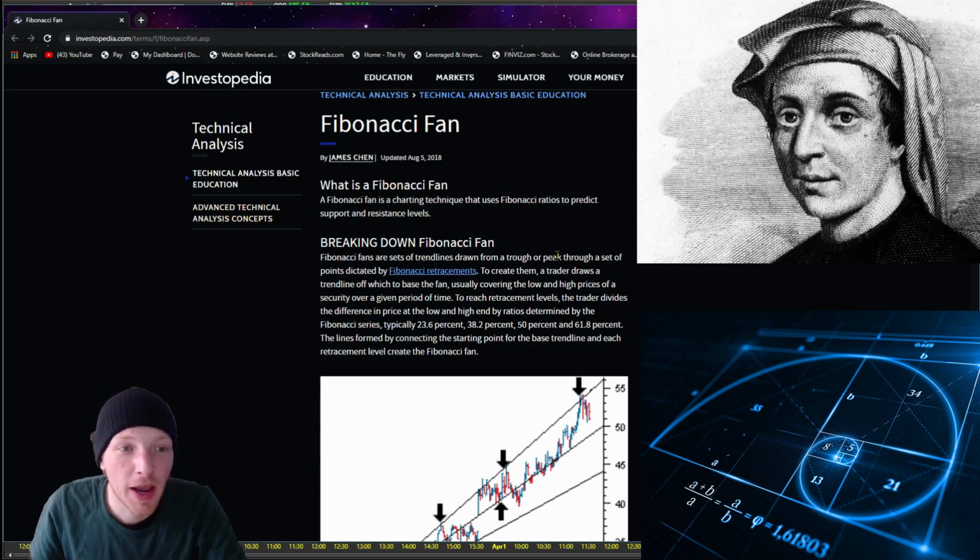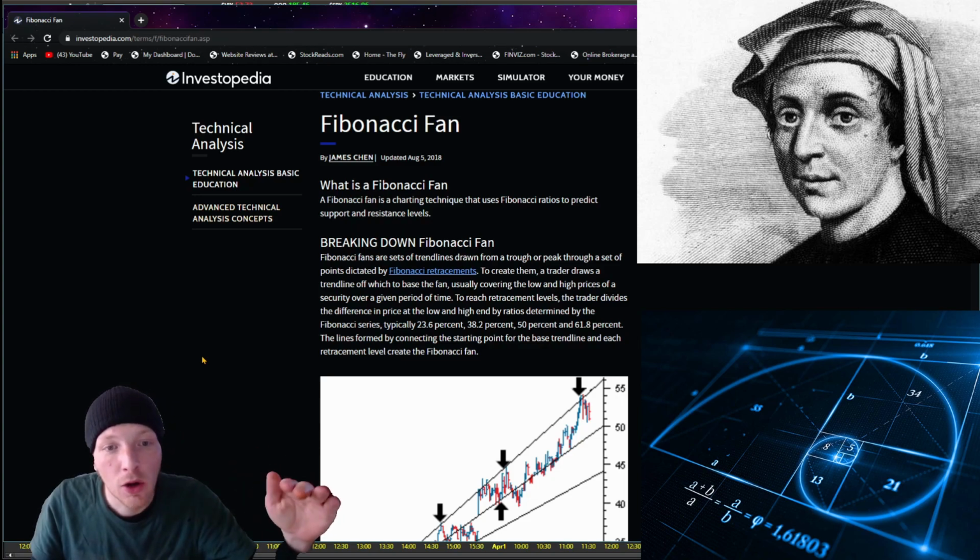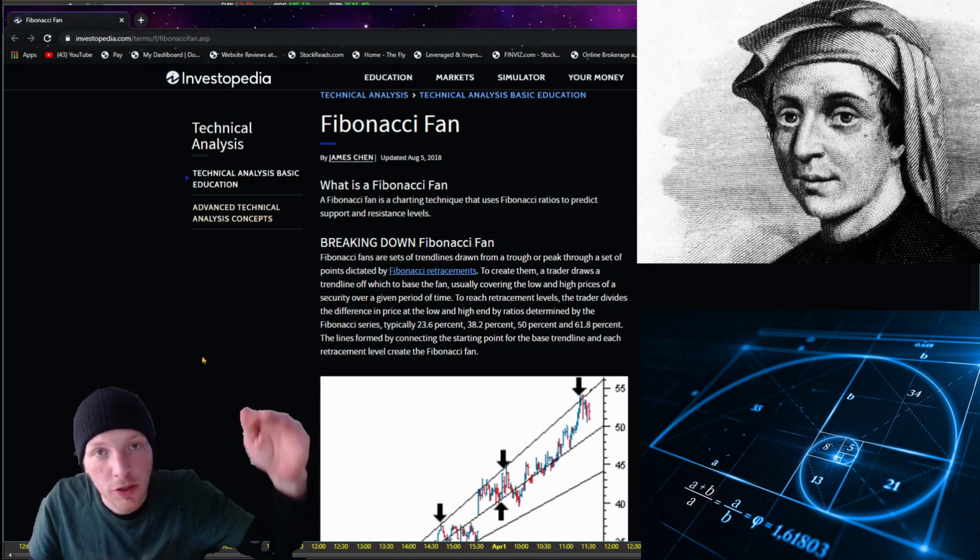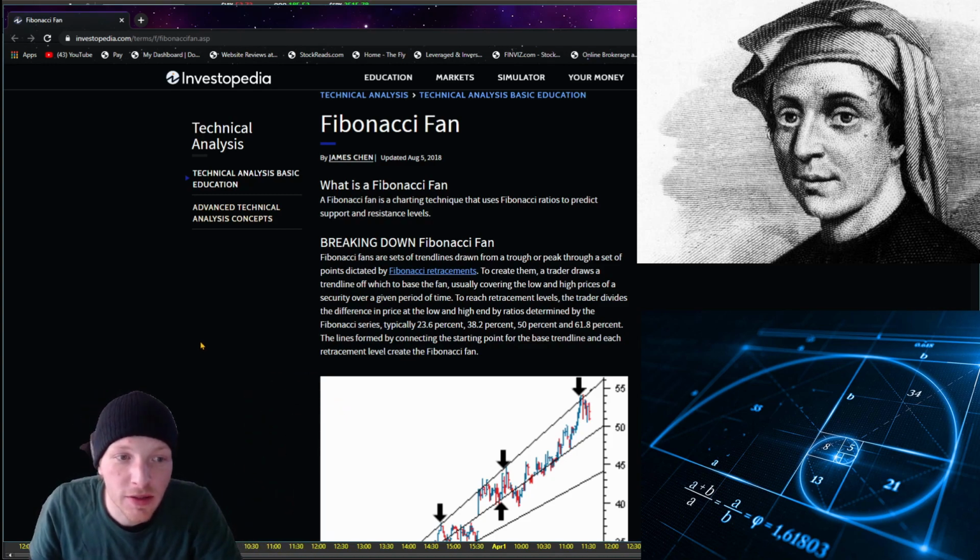A Fibonacci fan is a charting technique that uses Fibonacci ratios to predict support and resistance levels. Breaking down Fibonacci fan. Fibonacci fans are a set of trend lines drawn through a high or a low to a high through a set of points dictated by Fibonacci retracements. To create them, a trader draws a trend line off which to base the fan, usually covering the low and high prices of a security over a given period of time.